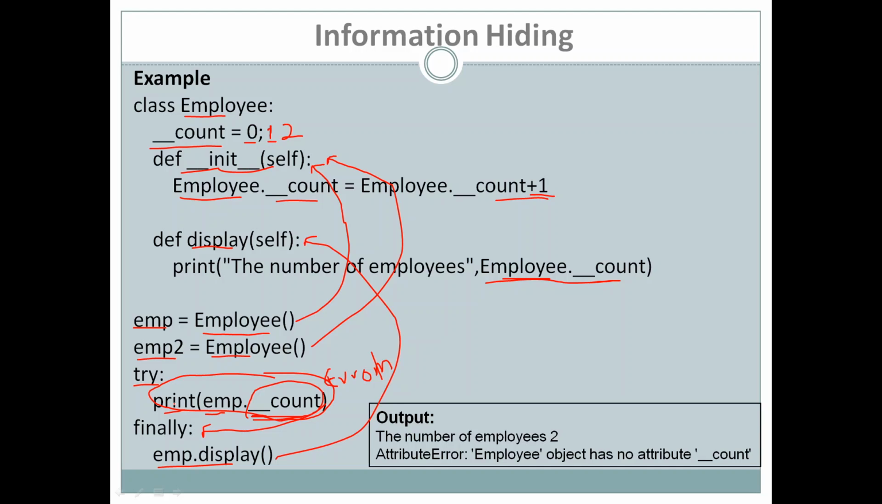So when we are at this particular line, it is going to throw an error, and it goes to emp.display, which displays emp.count, that is, it is printing 2, and the error message is: object has no attribute underscore underscore count. We are trying to access underscore underscore count here, and it is displaying object has no attribute underscore underscore count. That means that attribute is not visible outside the class. Okay, let me execute this and show you the output as well.